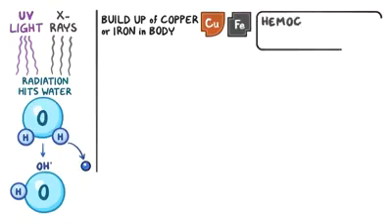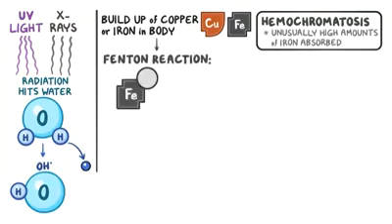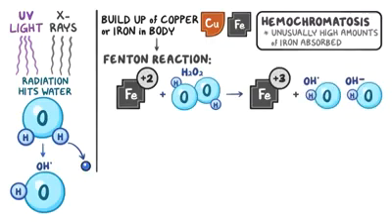For example, hemochromatosis is a condition where unusually high amounts of iron is absorbed. All this extra iron undergoes the Fenton reaction, where molecules of iron 2+ are oxidized by hydrogen peroxide, producing iron 3+ and the hydroxyl radical and hydroxide ion as byproducts.